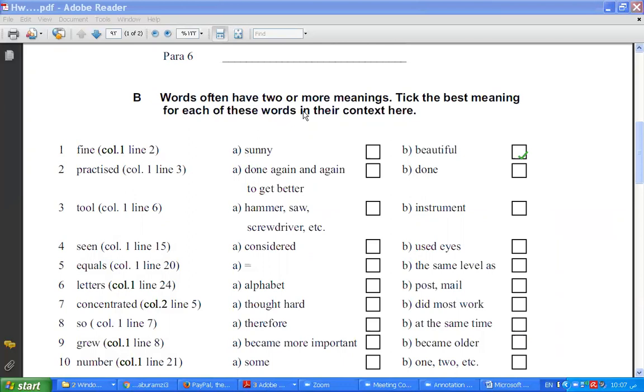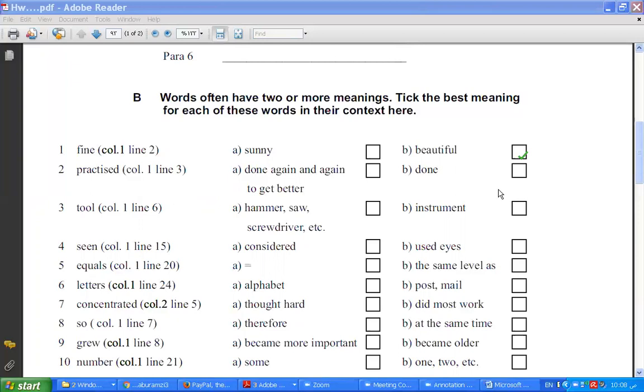Practiced, also in line number 3, paragraph 1. Practice: does it mean done again and again to become better, or does practice mean to do something? Like this. So here practice means done, or it means practiced again.